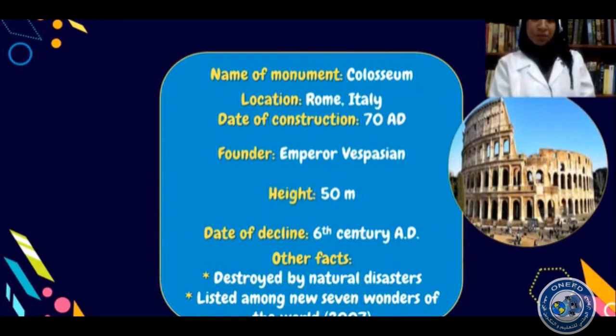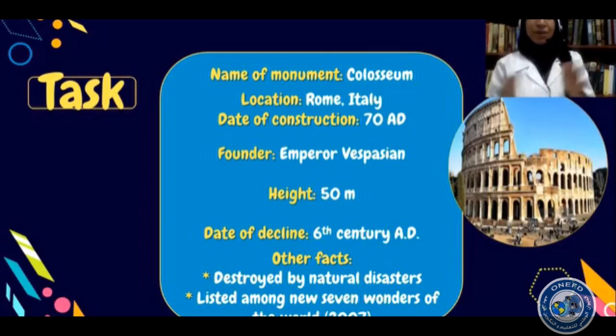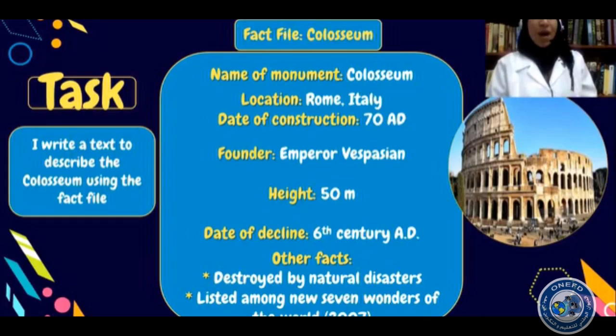So here, I have seen last time a fact file about the monument Colosseum in Italy. Here we have a task. I write a text to describe the Colosseum using the fact file. So here's an example of a fact file about the Colosseum. What we need to do is that we are going to write a text to describe all this information in the fact file. So we are going to write the text together step by step. Let's start.